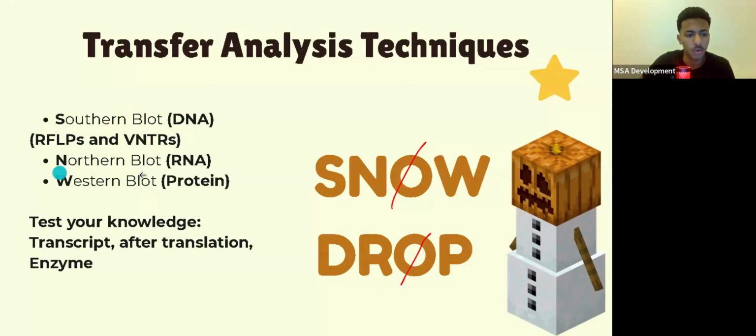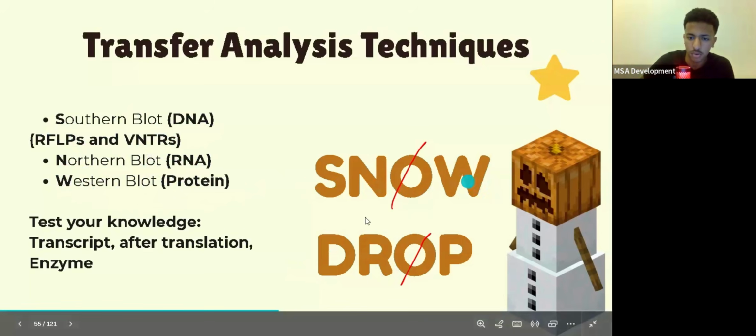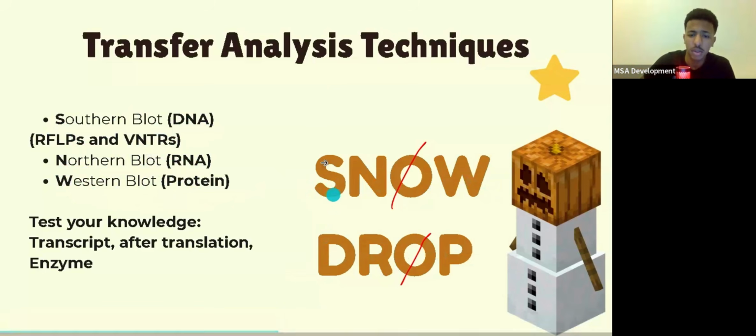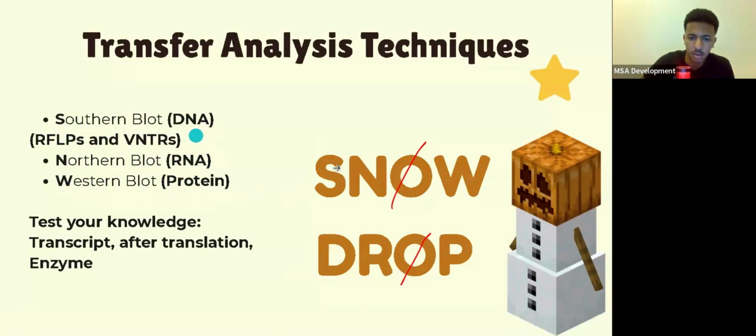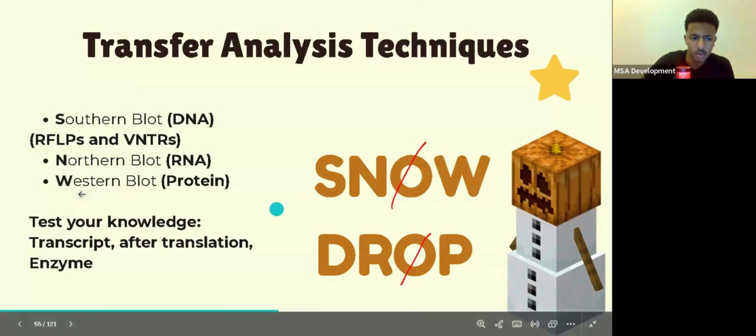Now we have Northern blot after that, and it's RNA. Western blot is used for proteins. So again, Southern blots are used for DNA, Northern blots are used for RNA, Western blots are used for proteins. Snow drop. Write the words on top of snow on top of drop, and then match it. S with D means Southern with DNA. N with R, Northern with RNA. Cancel the O's. W with P, Western with protein.